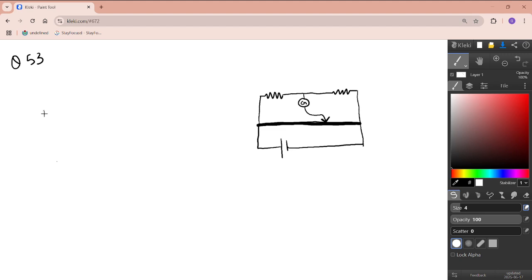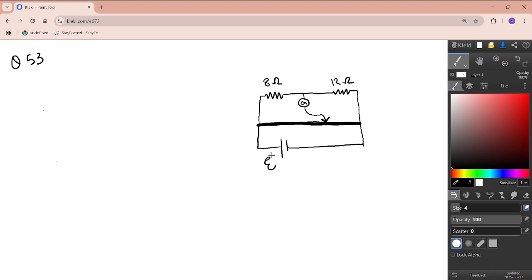So this is question 53 from HC Verma. I think I should have a better intro, but anyways, this resistor has a resistance of 8 ohms. It has 12 ohms, galvanometer, and this is the potentiometer main wire. The battery here may be having some electromotive force.